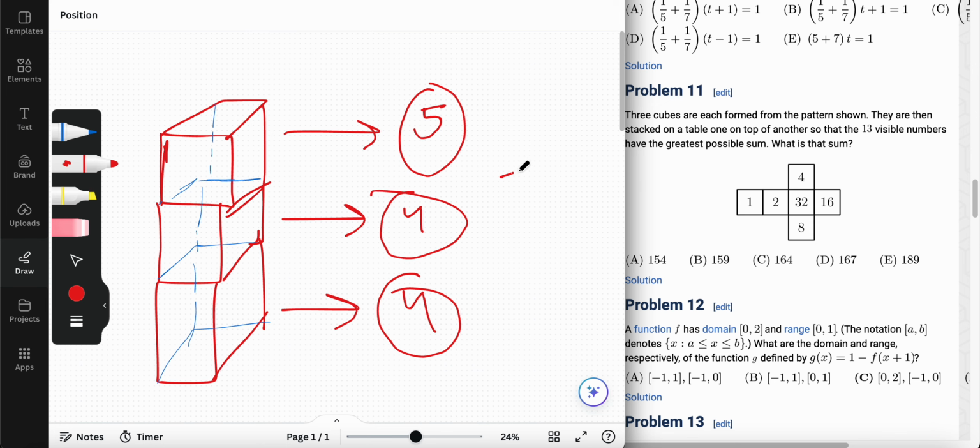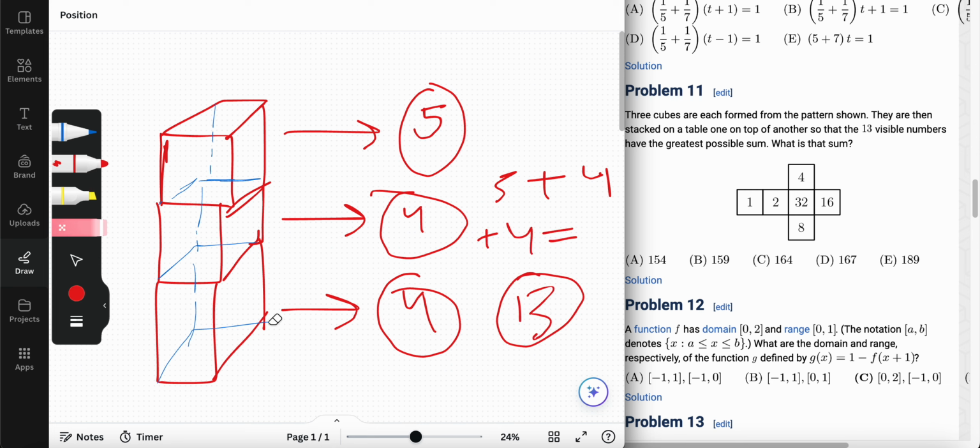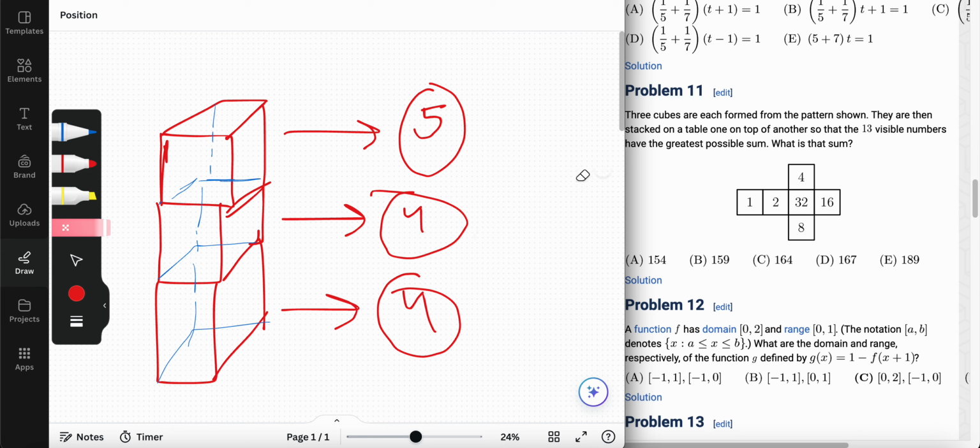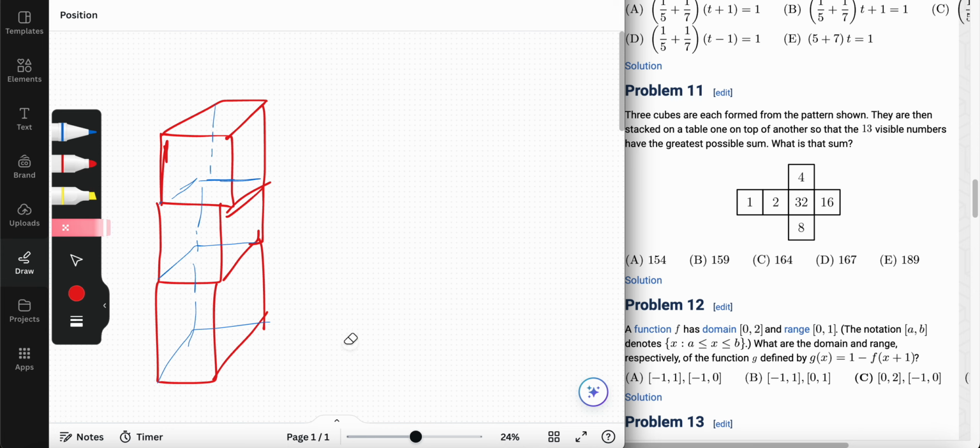5 plus 4 plus 4 is 13, so that means this is good, because the numbers are adding up. Okay, I'll write that up here. 5, 4, and then 4.